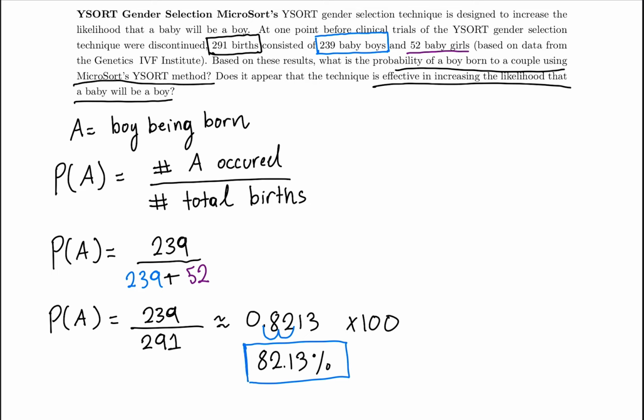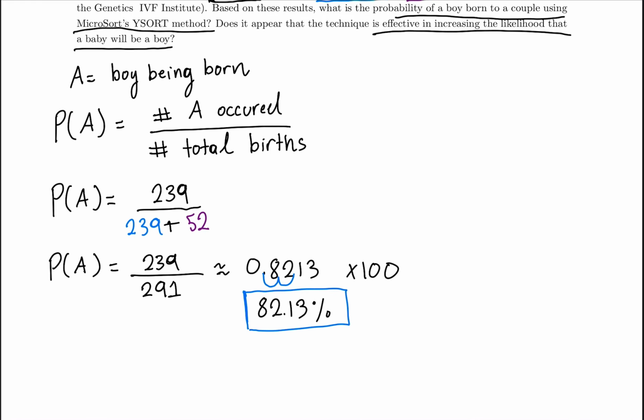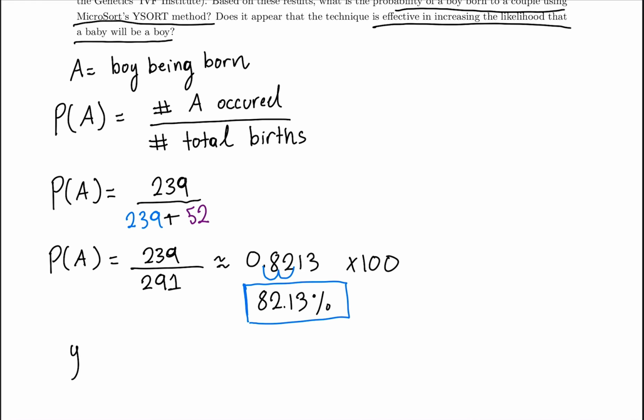And for the second part of the question, it's asking us, is it effective in increasing the likelihood that a baby will be a boy? So since it's more than 50% and even 70%, we can clearly see that yes, this method is effective.